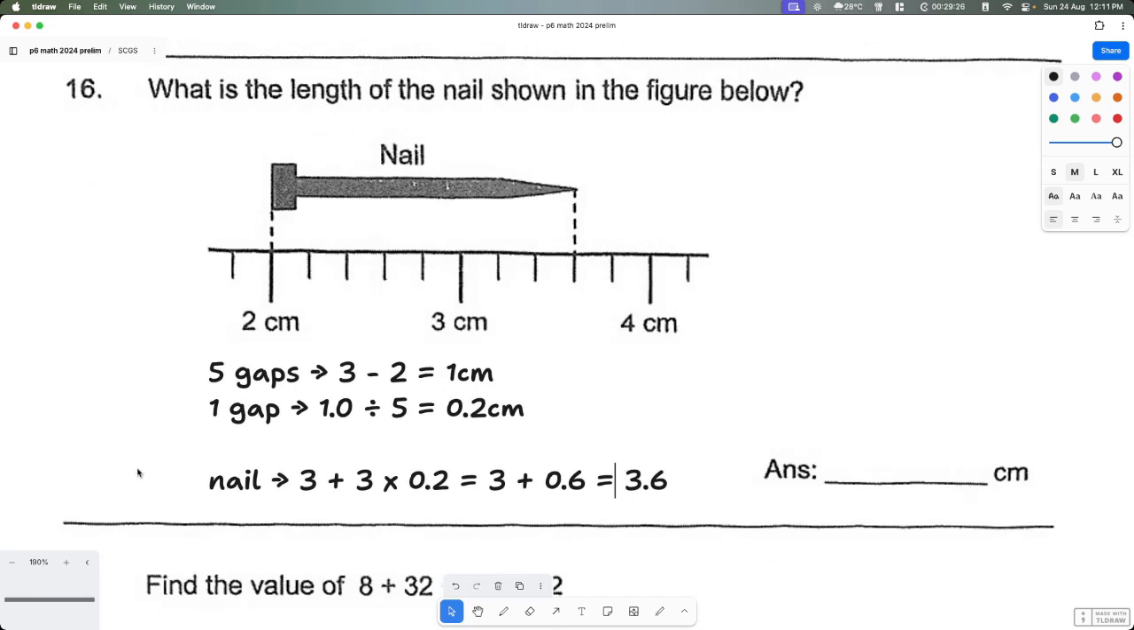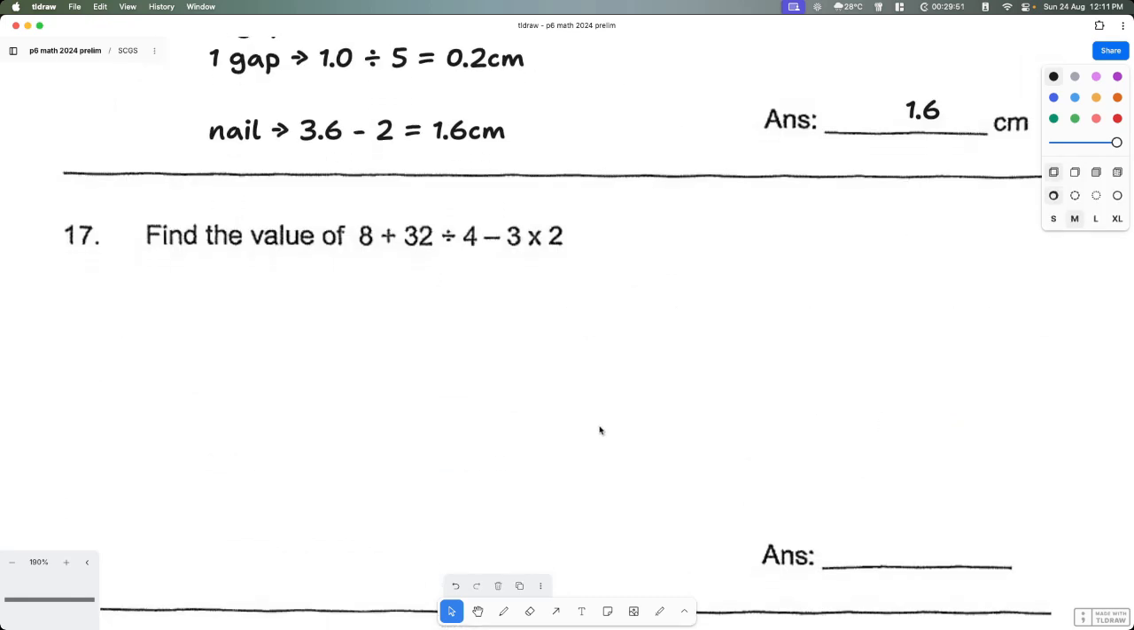Okay, so 3.6 is at the end, so we minus 2. So nail is basically 3.6 minus 2, and this will then become 1.6 centimeters. Right, there you go. So that's the answer, 1.6 centimeters. Okay, next question. Question 17.